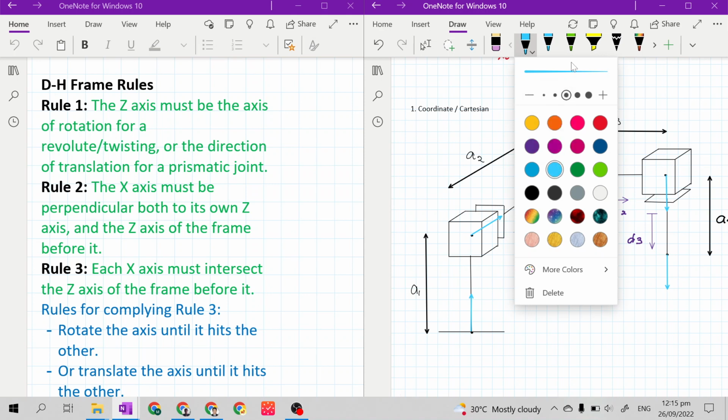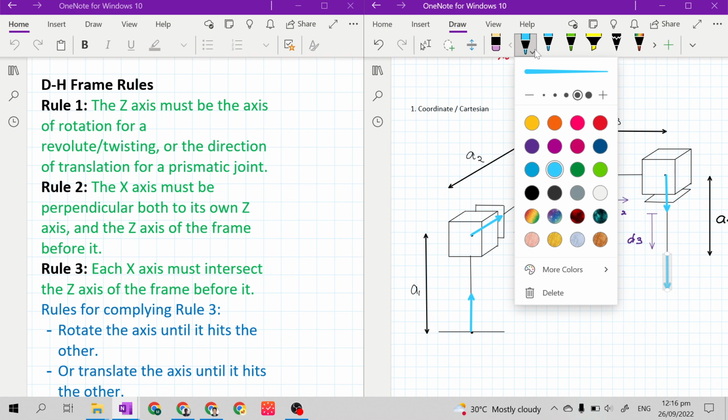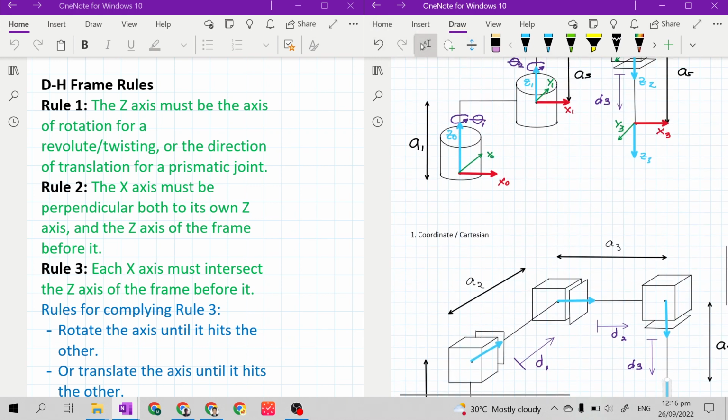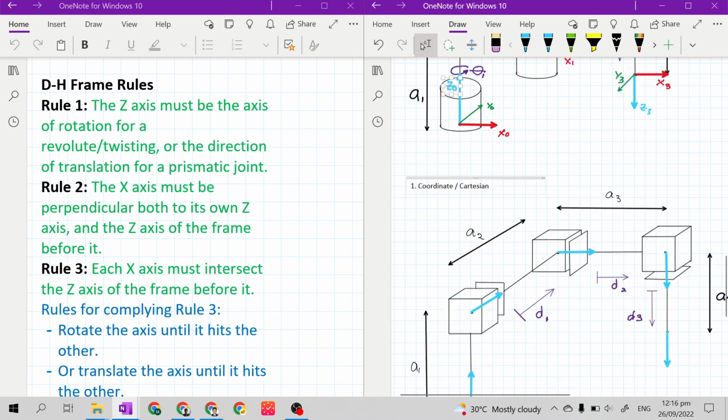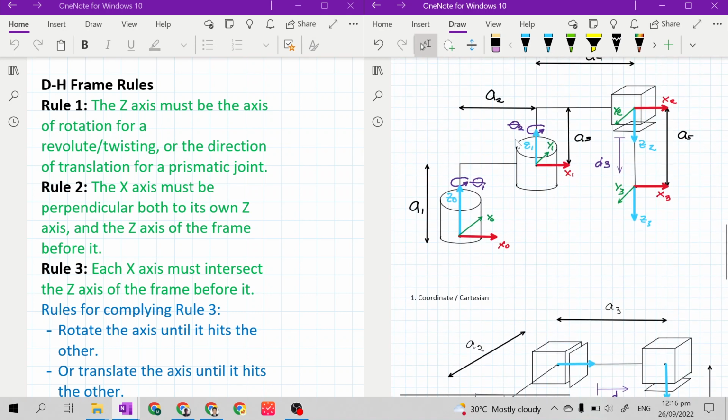So let's make this z-axis thick for us to see it better. Next are the labels. So, the labels. So I will just copy Z0 here. Z0. Z1.